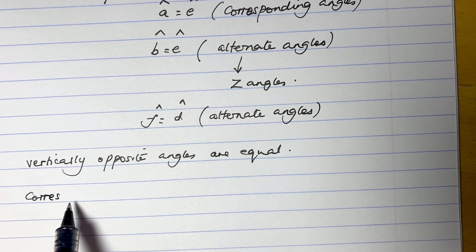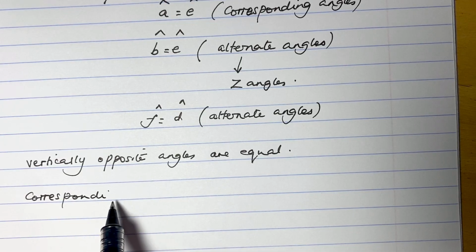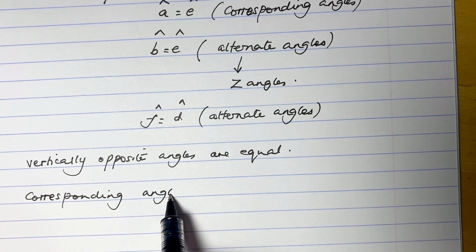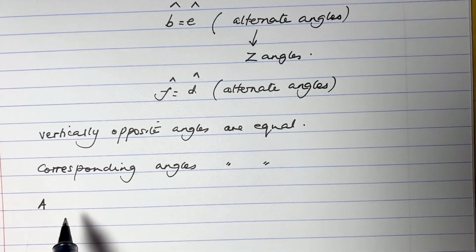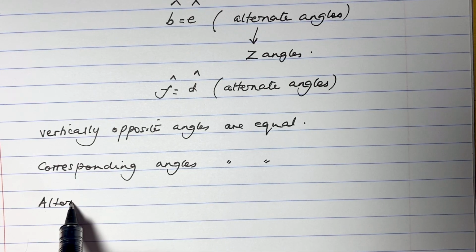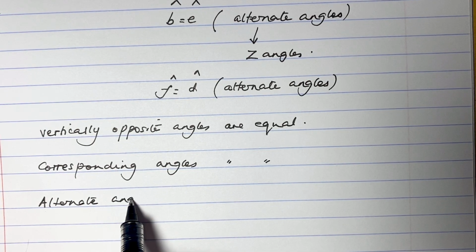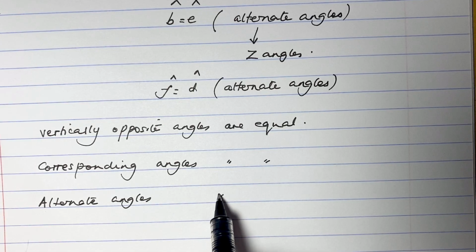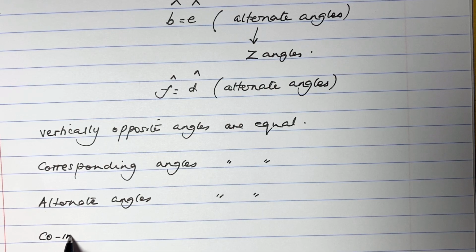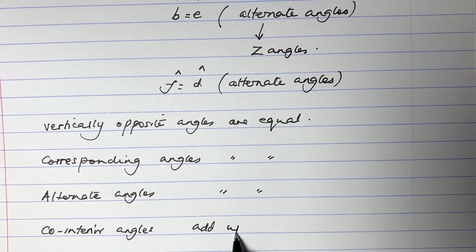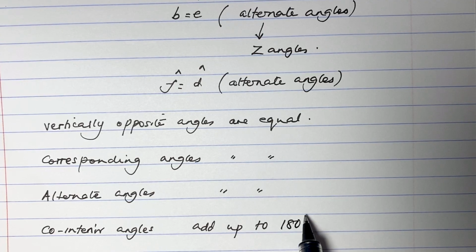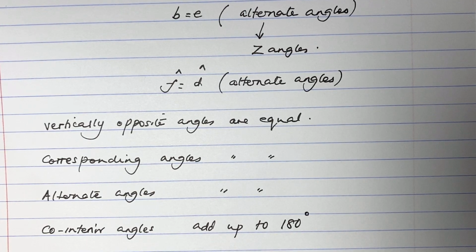Corresponding angles are equal. Alternate angles are equal. And co-interior angles add up to 180 degrees. Let's have some examples on these questions.